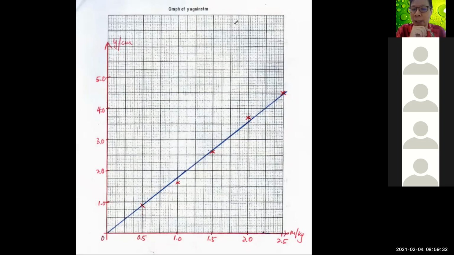For student, use pencil. Everything use pencil. Make sure the pencil must be dark enough, very dark one. Okay.